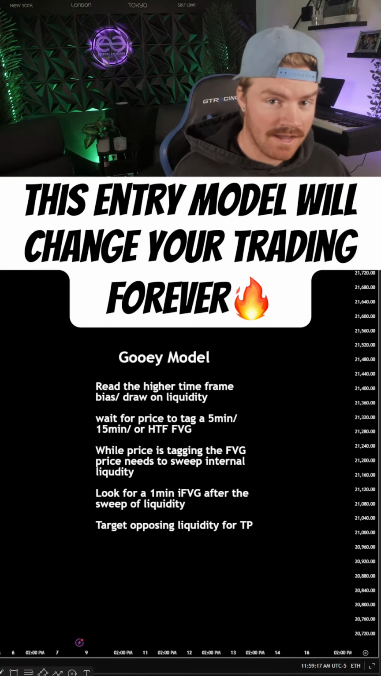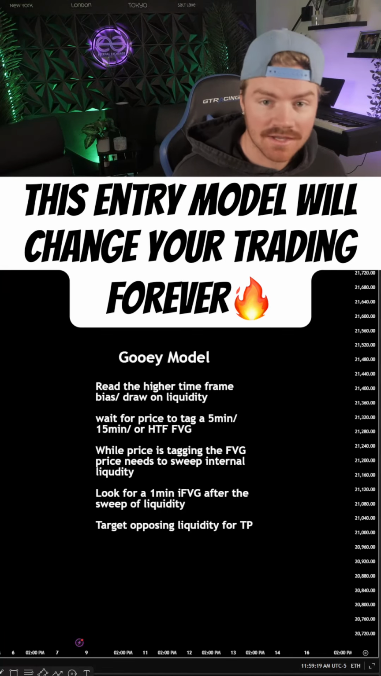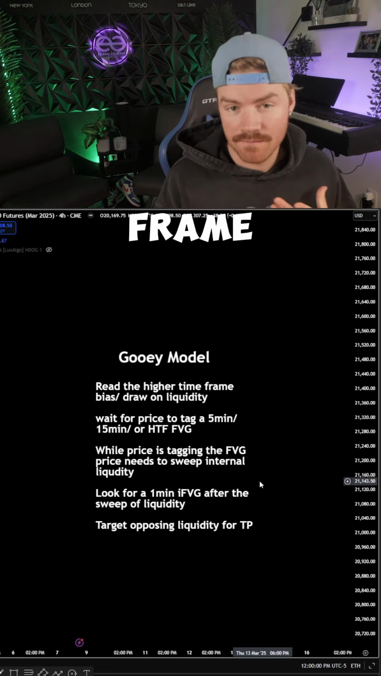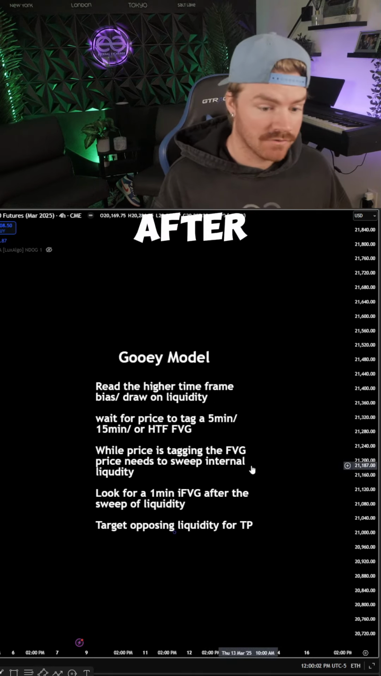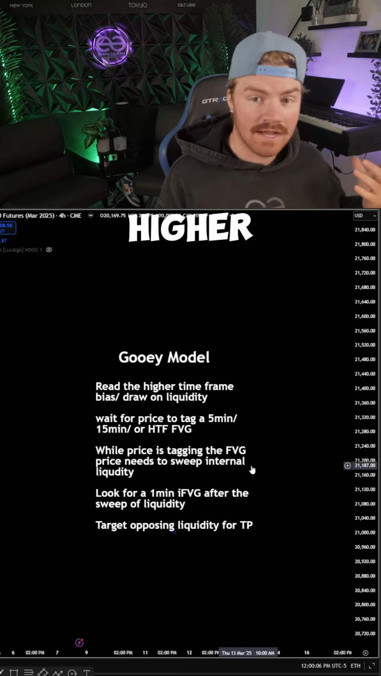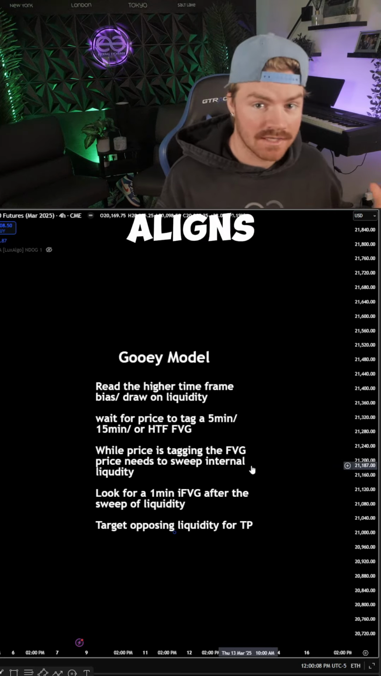The reason you're missing out on every big move in the market is because you're not using this exact entry model. The first thing you need to do is read the higher time frame bias or draw on liquidity. After that, you need to wait for price to tag a 5-minute, a 15-minute, or even a higher time frame fair value gap that aligns with your drawn liquidity.